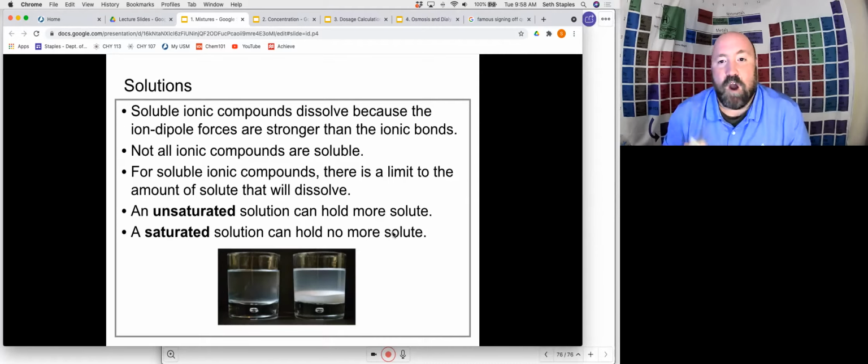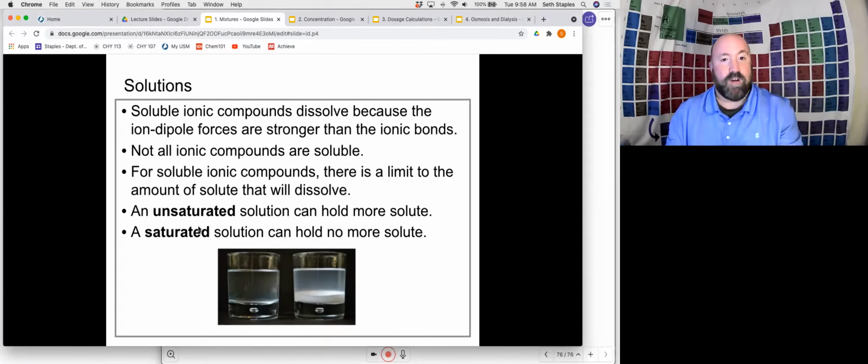For compounds that are soluble, there is a limit to the amount of solute that will actually dissolve. If we have an unsaturated solution, that can actually hold more solute. We can still dissolve more into it. A saturated solution can't hold any more. And so again, this summer, when you're maybe mixing up your lemonade, the more and more you add, eventually you're going to get that sludge at the bottom because you've reached the limit of how much can actually dissolve into the water. You've now made a saturated solution.